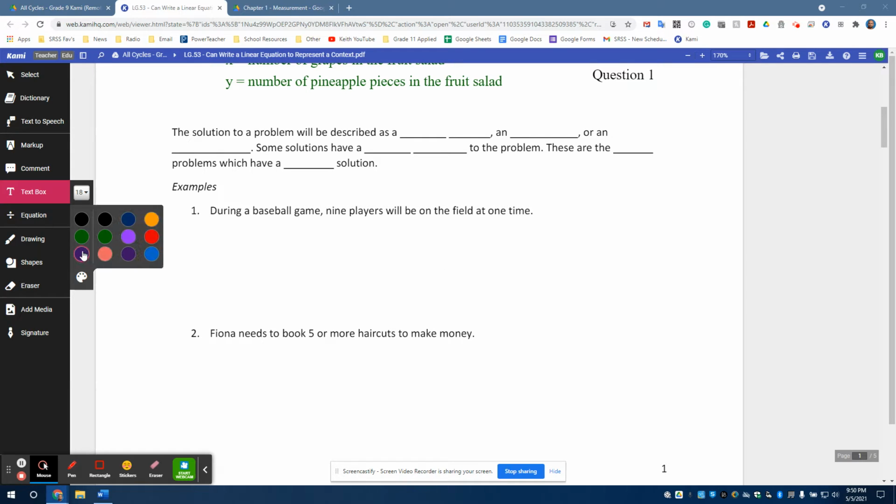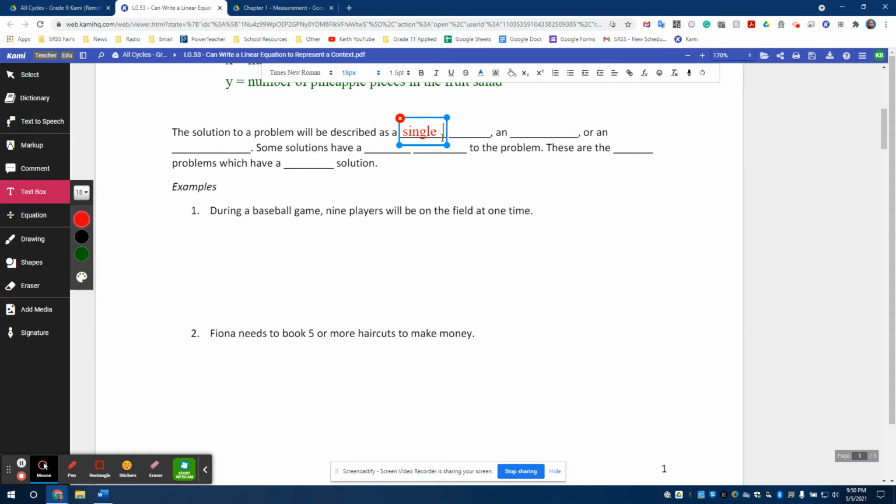Just like those previous ones, the solution to a problem will be described in a few different ways. Number one is as a single value. So it might just be x is equal to 6. Done, depending on what x is. It could be an equation, and we're often going to look at equations. Or it could also be an inequality.